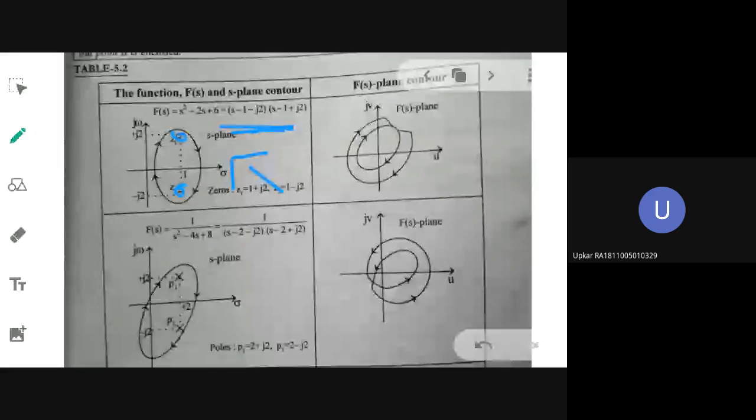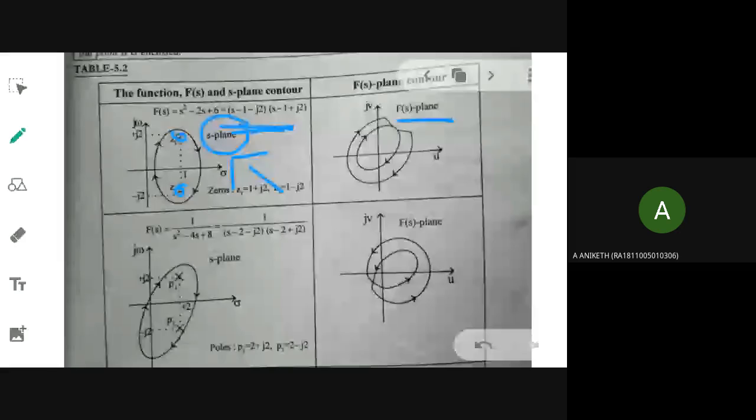S plane. S plane, okay. And on the other side you are having one more plane. What is the other plane? There are coordinates u, j, v, that graph. What is the name of that plane? F of S plane. F of S plane.